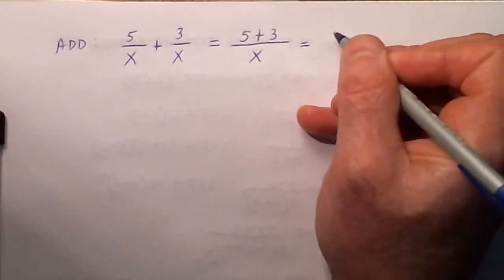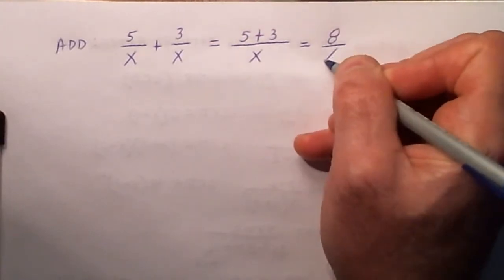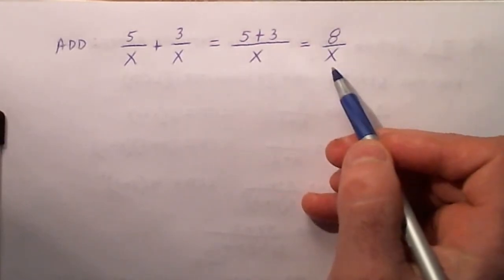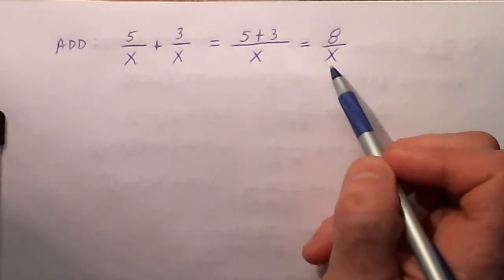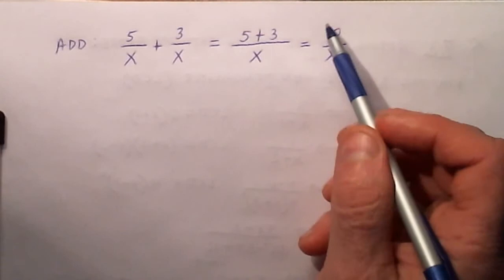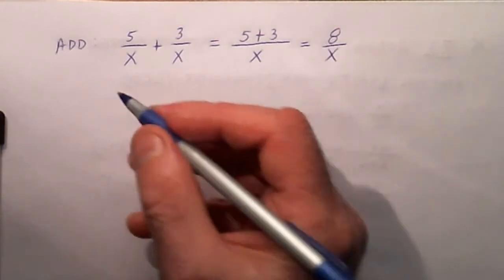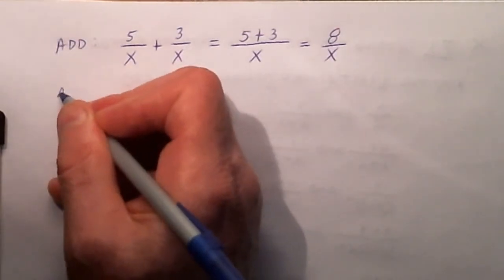Hence, our final answer looks like it's going to be 8 over x. And that's it. This is your sum of these two rational expressions. It's 8 over x. And notice this is reduced and in simplest form. All right, let's try another one here.